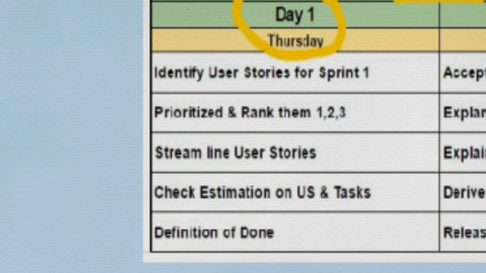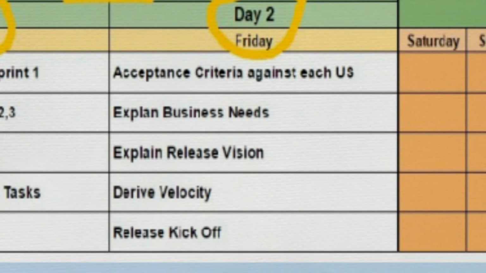We would also define the definition of done in the sprint planning phase itself. Also, we will check whether the acceptance criteria is set by the product owner for all the user stories or not. A development team or a testing team cannot start a sprint unless an acceptance criteria is set. So it's kind of a prerequisite to start a sprint. Product owner may also explain the business need or the release vision in the sprint phase itself.